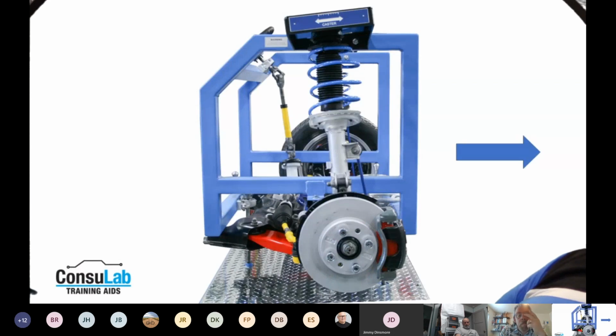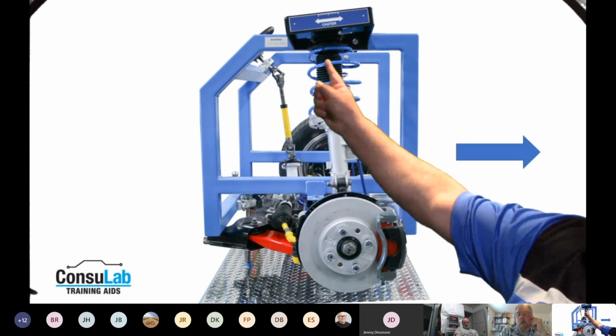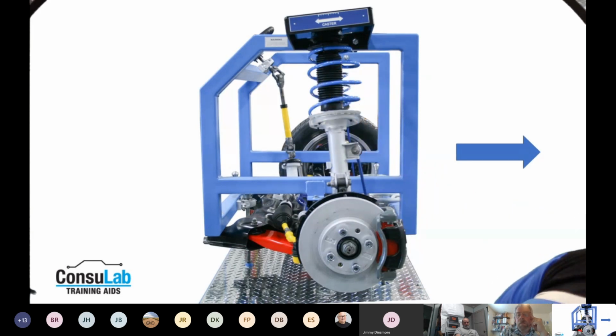In the case of using our trainer, we have again added an adjustment to the top of it where you can actually change the caster on this vehicle that normally did not have a caster adjustment. So there's a set of knobs mounted at the top of that plate, and you can actually see the arrow up on top here where we can actually go in and adjust the caster.